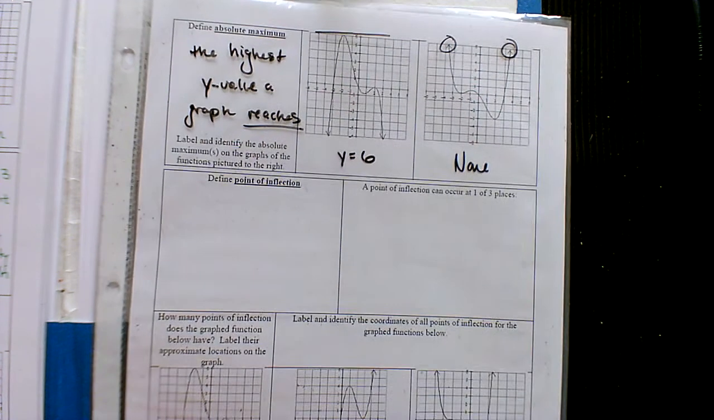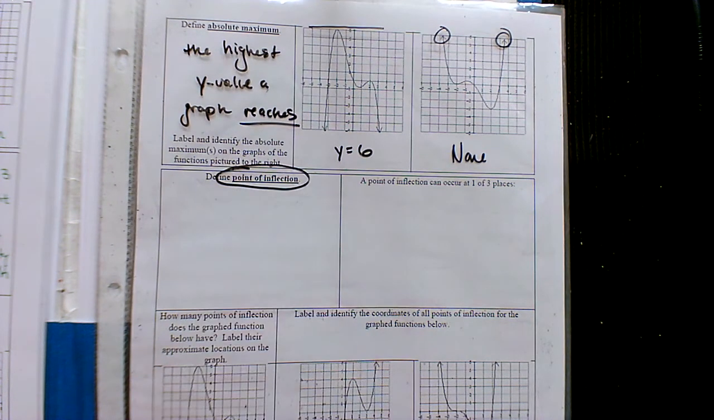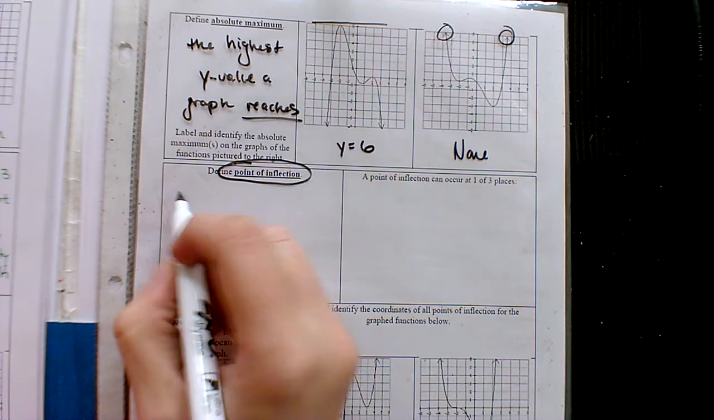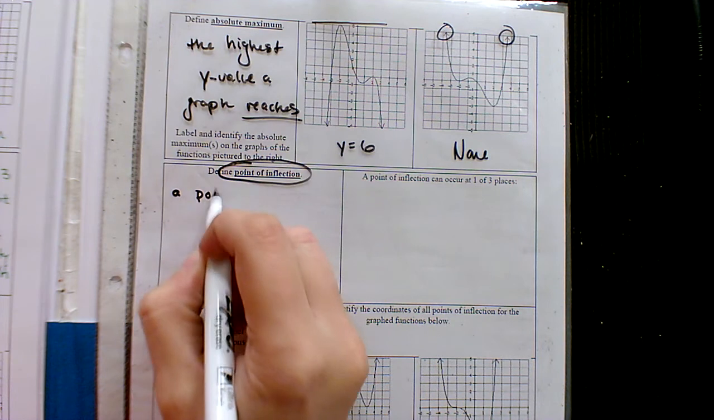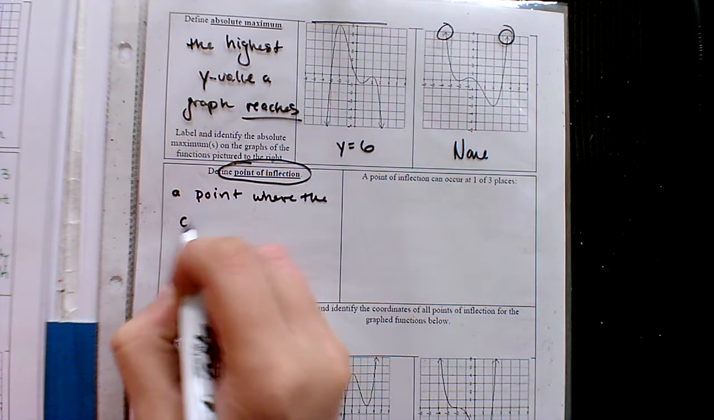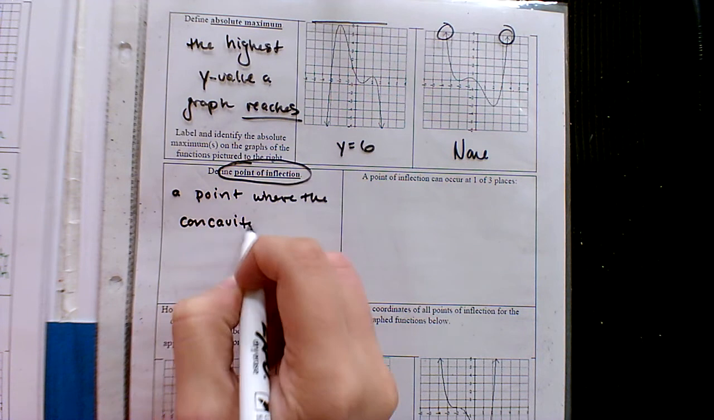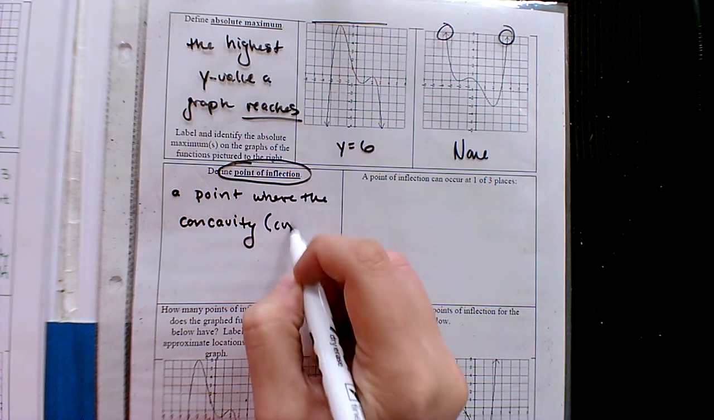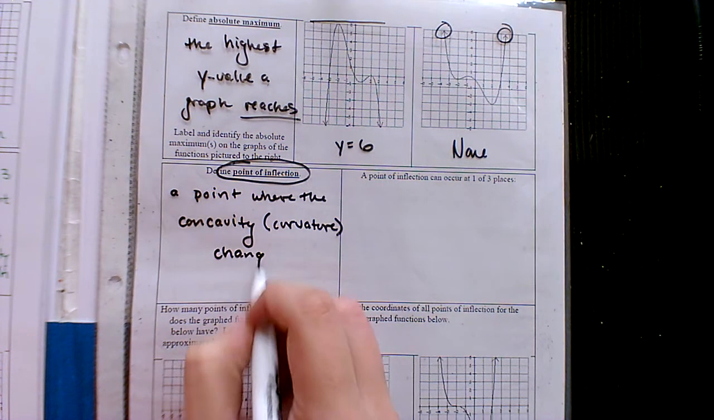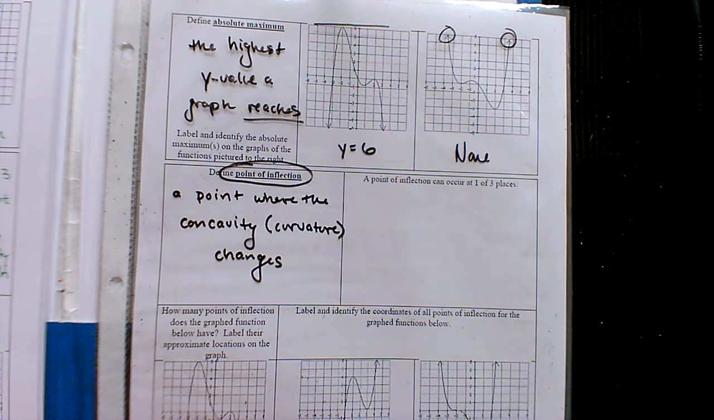Our next characteristic we're going to talk about is a point of inflection. And I'm pretty sure this is going to be new to us. I don't think we've ever seen this term before. By definition, a point of inflection is a point on the graph where the concavity, maybe that would be a new word for us too, the concavity, meaning the curvature of the graph changes. Okay, and I'll go ahead and use the first graph at the top as an example.